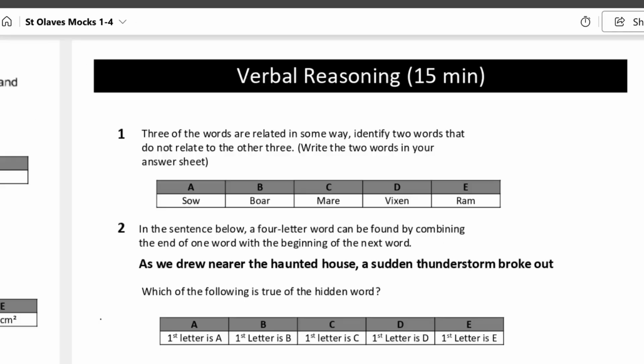Solution C. Starting off with the verbal reasoning section, question number 1, we have to identify 2 words which do not relate to the other 3. So I can see that when you have sow, bull, mare, vixen, ram, mare is a female horse, vixen I think is a female fox, and sow is a female pig. We have bull and ram that are the male versions of animals, so they stand out.